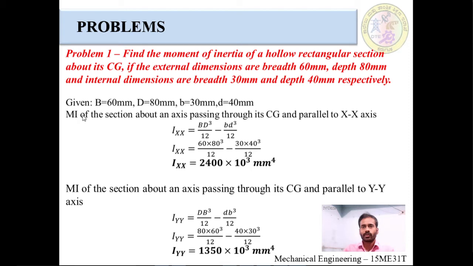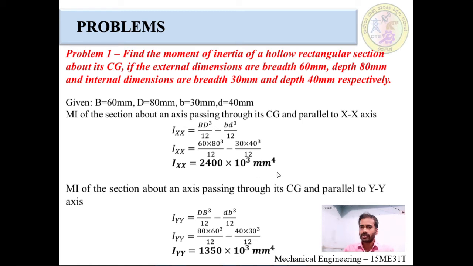So the moment of inertia of the section about an axis passing through its CG and parallel to the XX axis. We know the equation, we already discussed. Ixx is equal to BD cube divided by 12 minus small bd cube by 12. Now substitute the values of capital B, capital D, that is 60 into 80 cube divided by 12, minus the values of small b and d, 30 into 40 cube divided by 12. By solving this equation, we will get 2400 into 10 to the power 3 mm to the power 4.